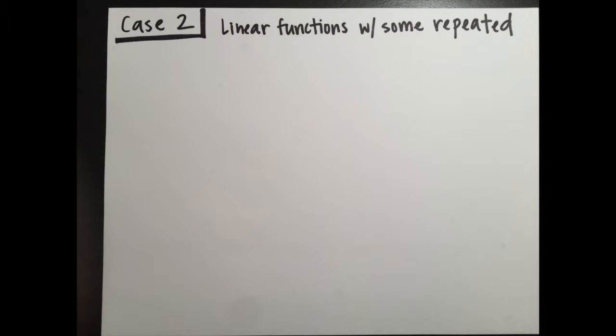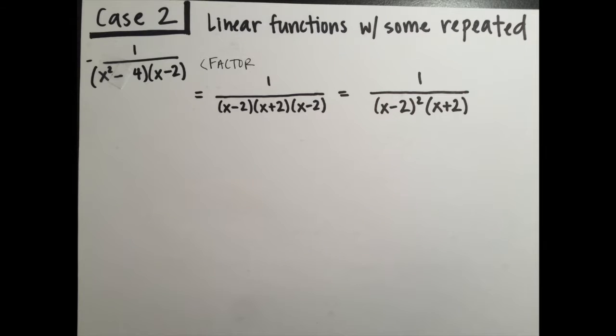Case 2 is similar to Case 1, except there are repeated functions. The example for this one is 1 over x squared minus 4 times x minus 2. Here we have the opportunity to factor down a little bit, and you end up with 1 over x minus 2 times x plus 2 times x minus 2. x minus 2 is repeated, so we're going to write that as x minus 2 squared.